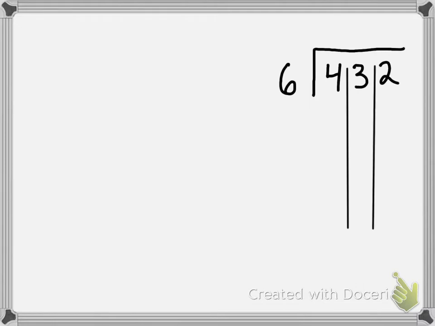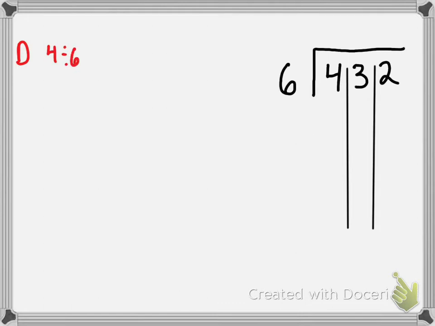In the problem of 432 divided by 6, I'm first going to divide up each place so that everything stays in line when I divide. Remember, step 1 is to divide the biggest place. So I have a 4 in the hundreds place. So I'm going to say 4 divided by 6.